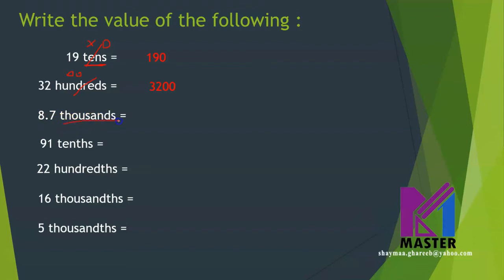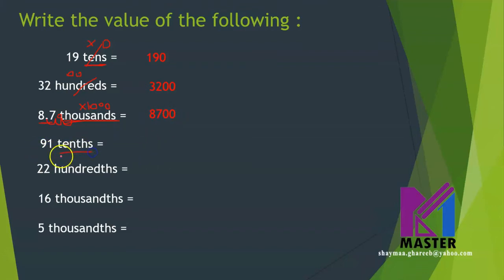8.7 thousandths. Thousandths means multiply by 1000. When I multiply by 1000, if it is a whole number, I will add 3 zeros. But this here is a decimal number, then I will move the decimal point 3 places to the right. 1, 2, 3, and I will put 2 zeros here. So it will be 8,700.